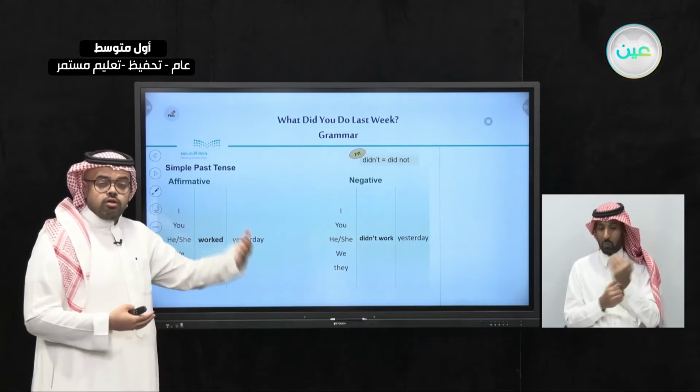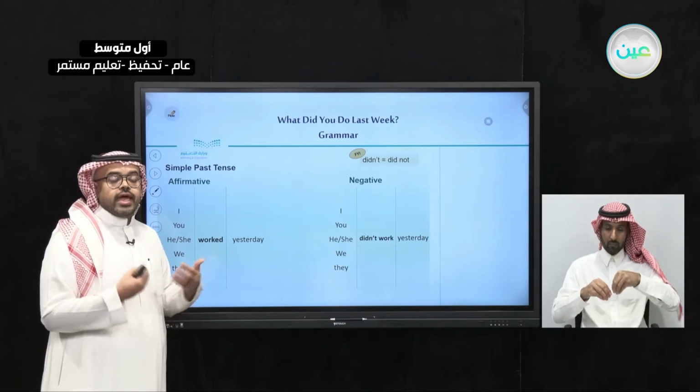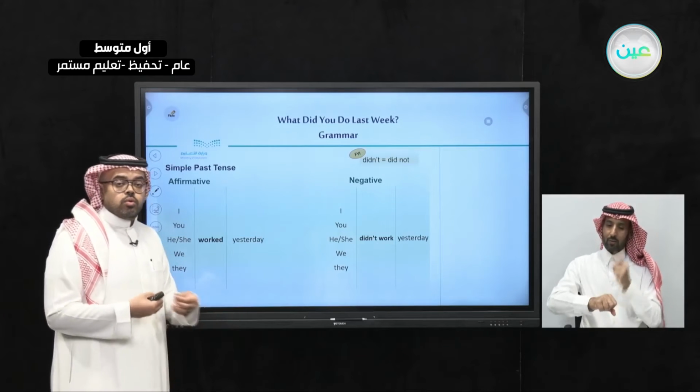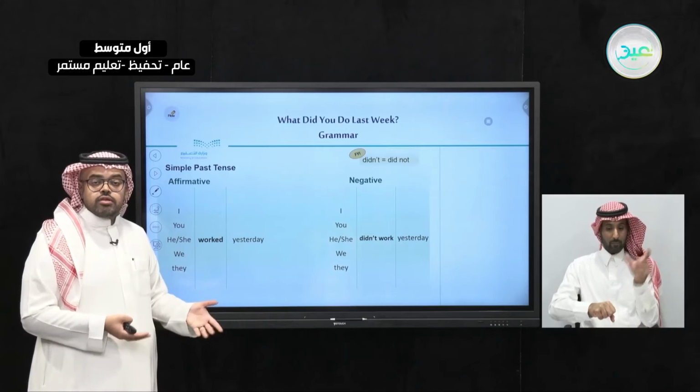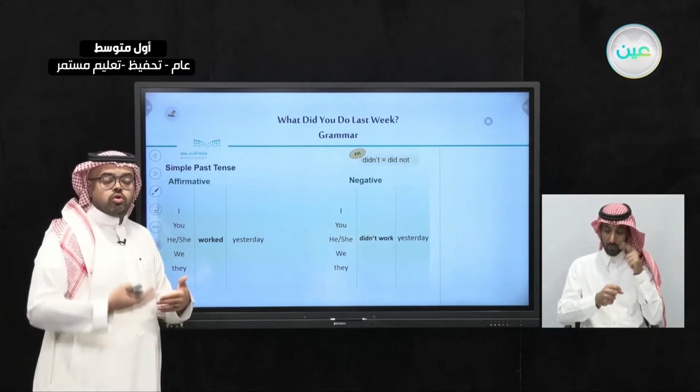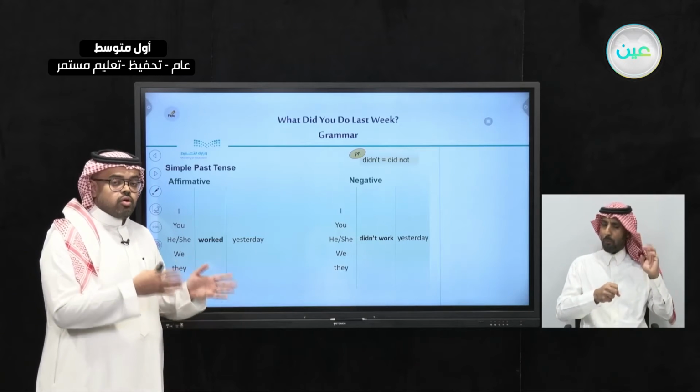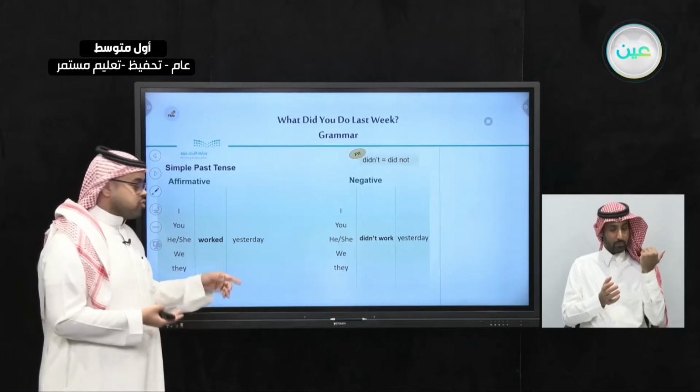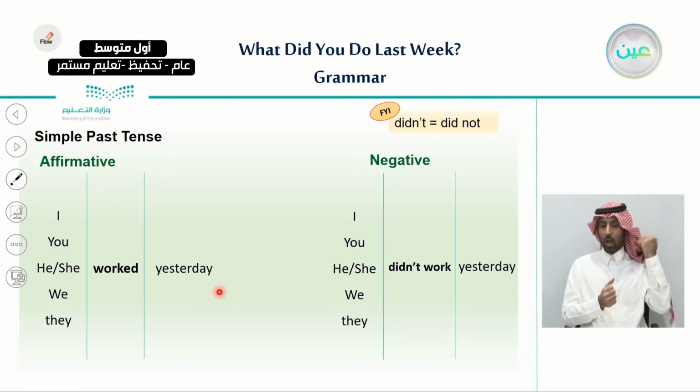So we can also add what we call a time expression to the sentence just to indicate more that this sentence happened in the past. Like for example, yesterday. So we can use a verb in the past like worked, and also we can use a time expression like yesterday. I worked yesterday.